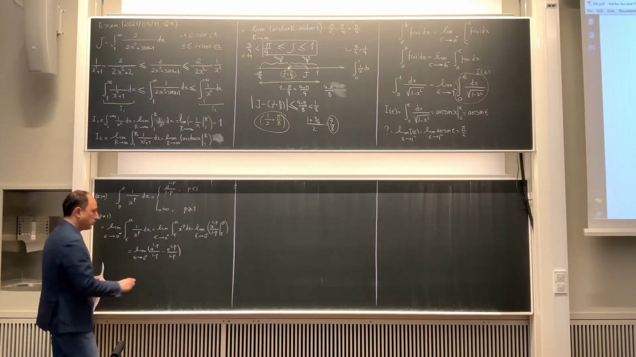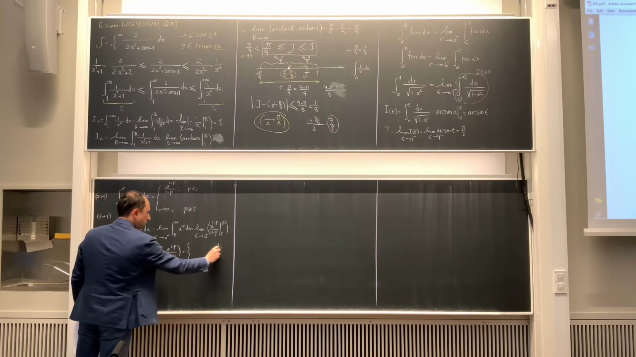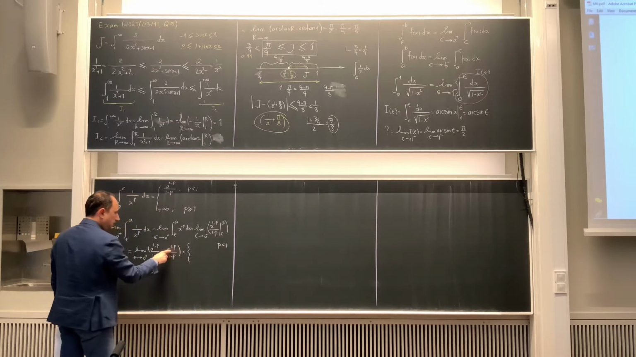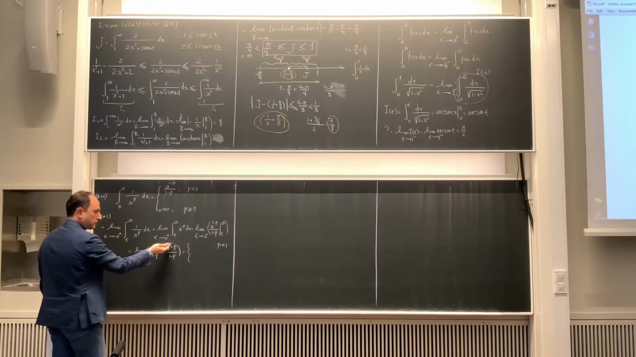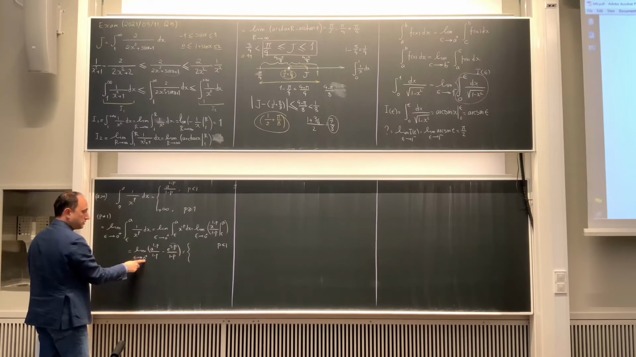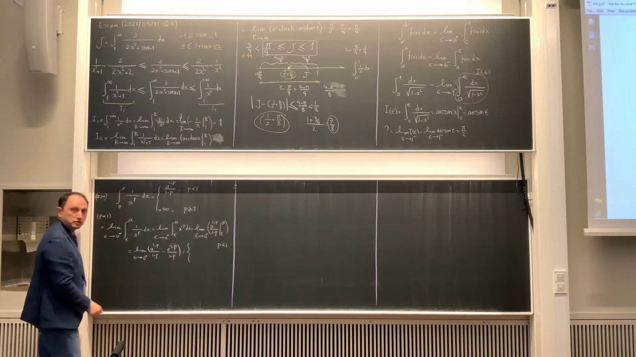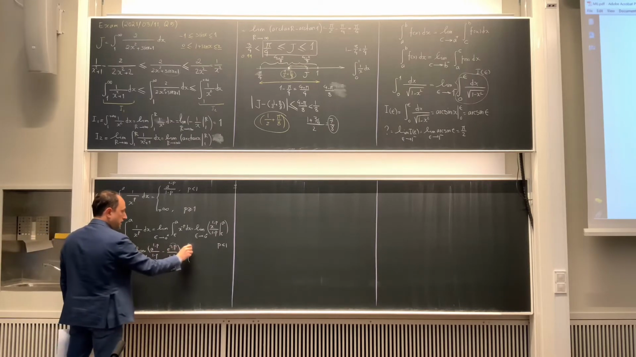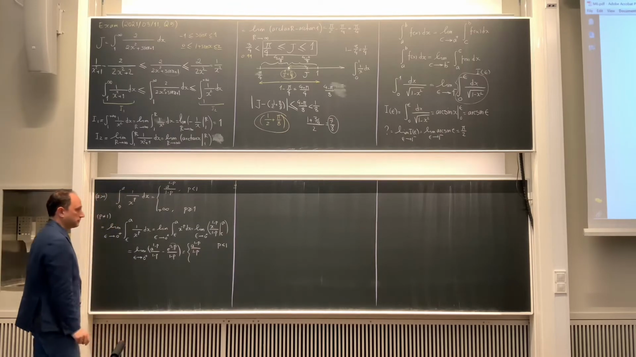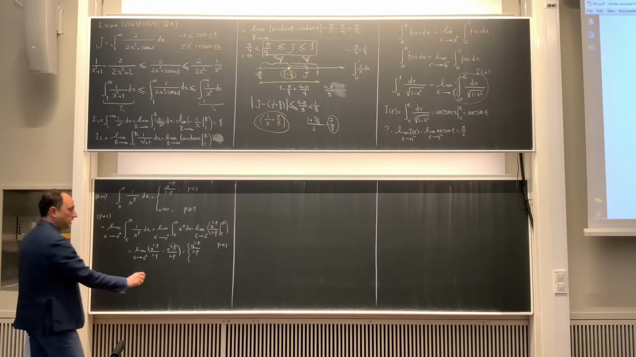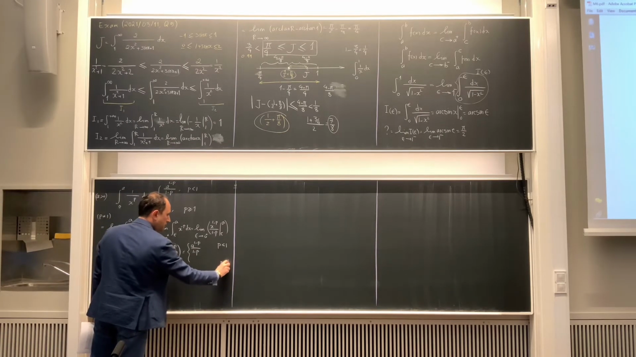If p is smaller than 1, then this power is positive. So epsilon remains in the numerator, and I am sending epsilon to 0, so this term will vanish. And then this is left. Yes?